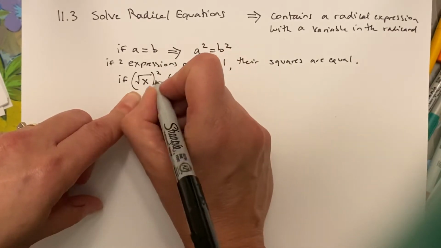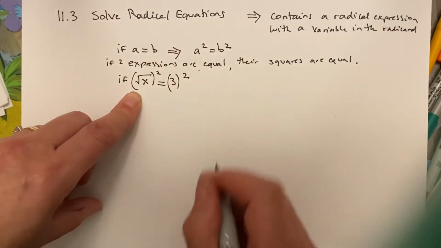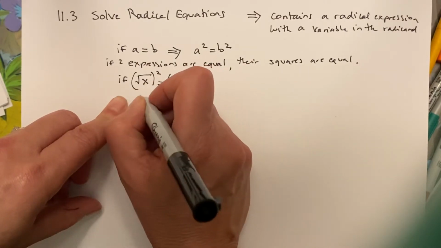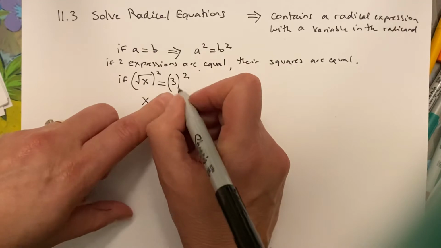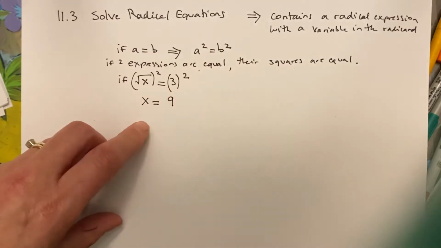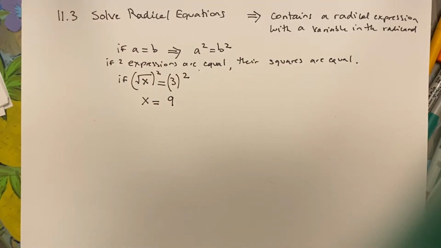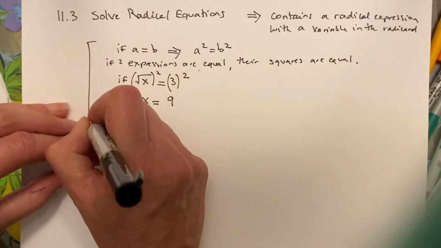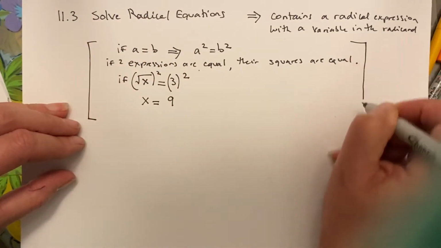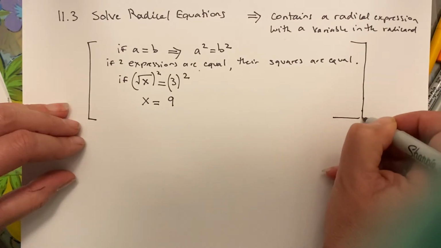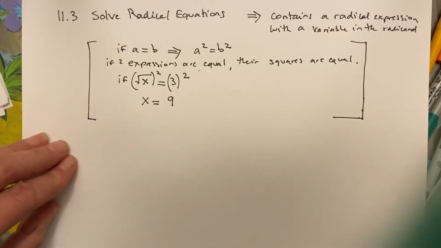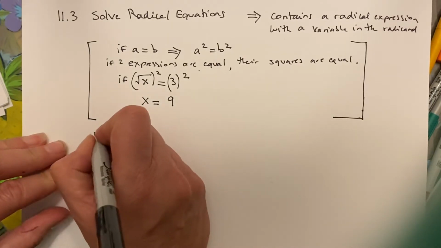And whatever I do to one side, I do to the other. And so the square root of x squared just leaves x. And I end up with 3 squared is 9. So x equals 9. This is a very, very powerful tool, and we're going to use it quite a bit. So let's start with example 1.